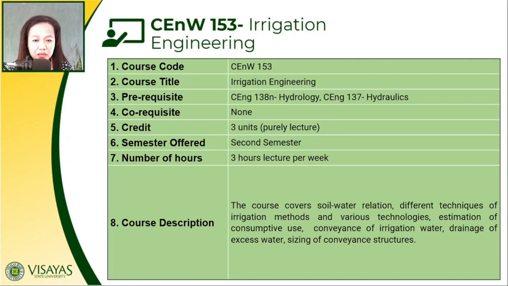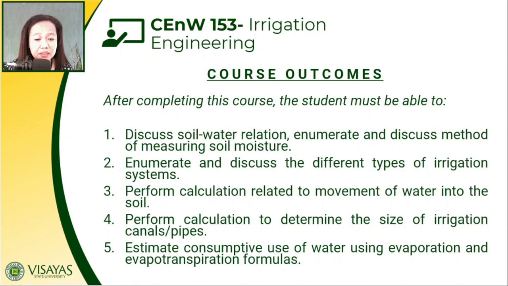So more or less, this subject will be an advanced application of the process of evapotranspiration or consumptive use that you have in your hydrology. After completing this course, the student must be able to discuss soil-water relation, enumerate and discuss methods of measuring soil moisture, enumerate and discuss the different types of irrigation systems, perform calculations related to movement of water into the soil, perform calculations to determine the size of irrigation canals or pipes, and to have an estimate of the consumptive use of water using evaporation and evapotranspiration formulas.